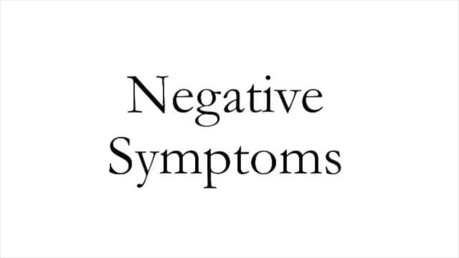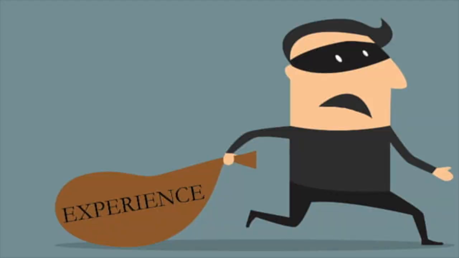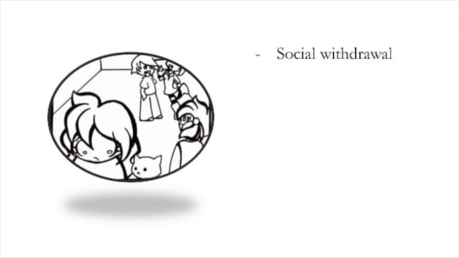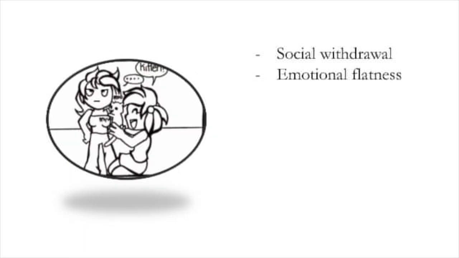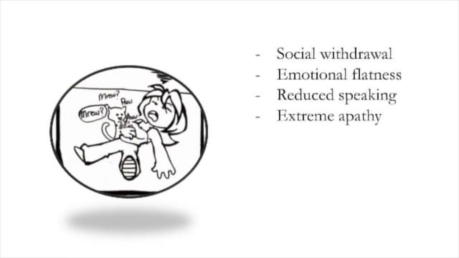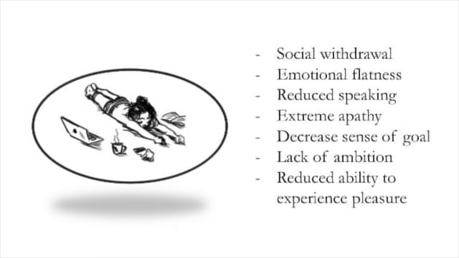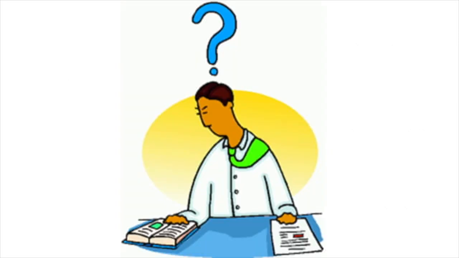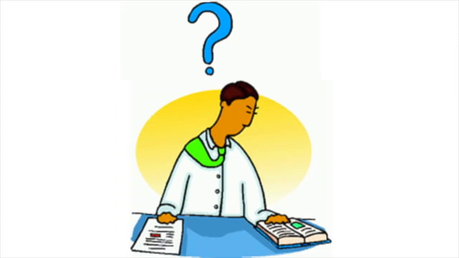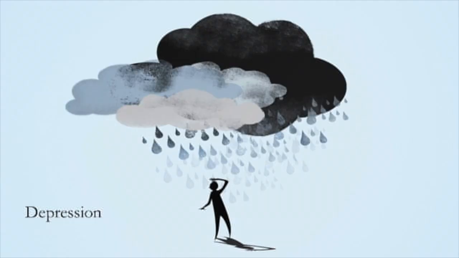Negative symptoms, on the other hand, are almost like the opposite of positive symptoms. They differ from positive symptoms in that they essentially take away from a person's experience. Now, these symptoms can include things like social withdrawal, emotional flatness, reduced speaking, extreme apathy, a decreased sense of purpose or goal, and a reduced ability to experience or anticipate pleasure. Negative symptoms can be hard to diagnose because sometimes they are mistaken for symptoms of depression or chalked up to teenage mood swings, since the onset of schizophrenia can typically begin around the age of 15.